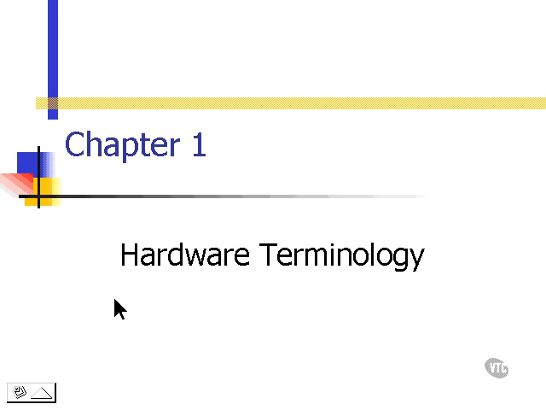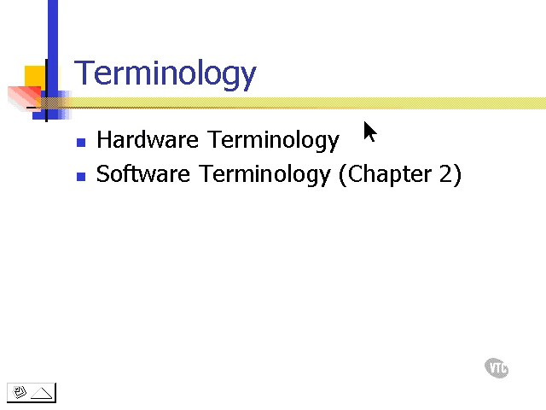Discussion of terminology at this point serves two functions. First, to make sure we're communicating using the same terms, and second, to provide an overview of things to come. Now, our terminology discussion will actually be divided into two sections: hardware terminology and software terminology. Software terminology will actually be covered in Chapter 2, but since hardware and software work so closely together, we're going to define both at this point.